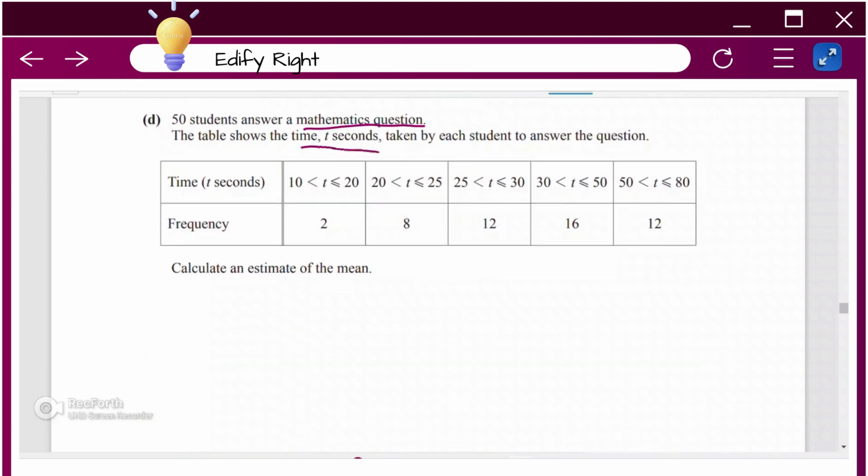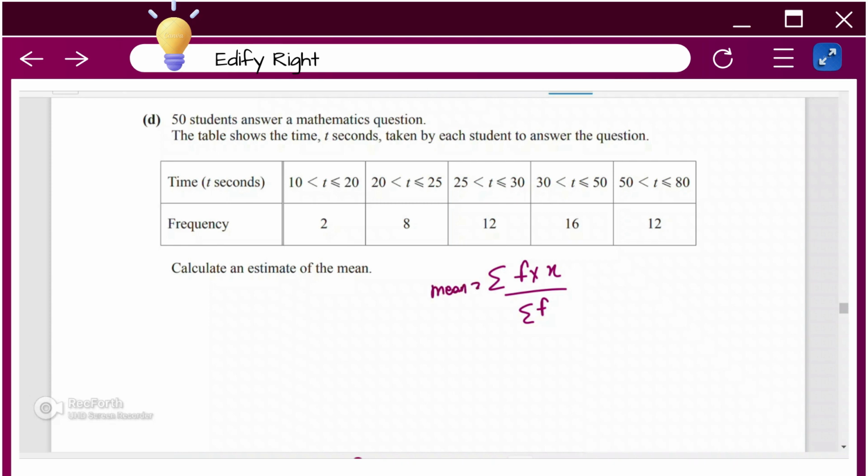Next, 50 students answer a mathematics question. The table shows the time t seconds taken by each student to answer the question. Calculate an estimate of the mean. So this is pretty straightforward. To get the mean, you have to multiply the frequency with the observation x, take the summation, and divide by the summation of frequency. This is how you get the mean.